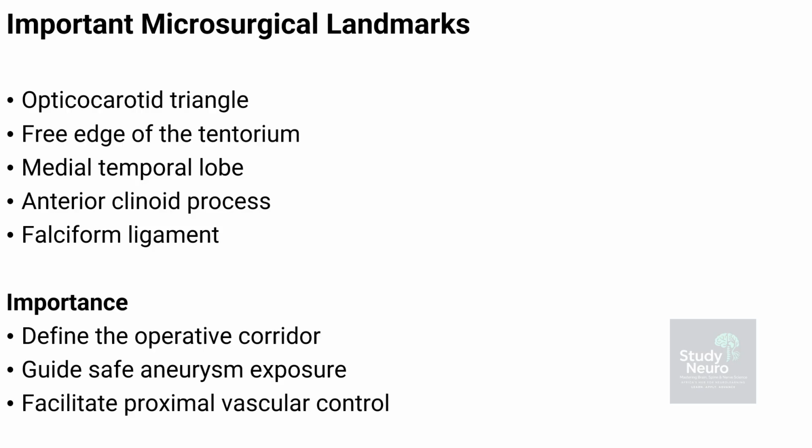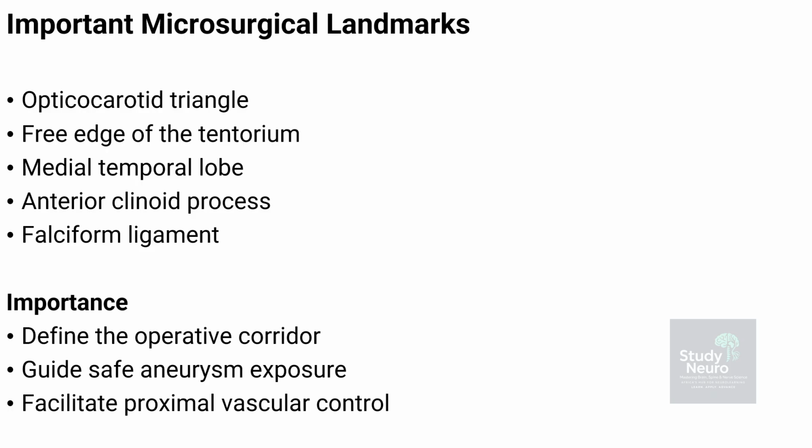In microsurgical clipping of posterior communicating artery aneurysms, certain anatomical landmarks guide the surgeon inside a very narrow and high-risk corridor around the internal carotid artery and optic apparatus. These landmarks are not optional details, they are essential for orientation. One important reference point is the optico-carotid region, where the optic nerve lies close to the internal carotid artery, and this space often defines how much safe exposure can be achieved before manipulation becomes dangerous, especially when the aneurysm projects toward the optic pathway or the oculomotor nerve.